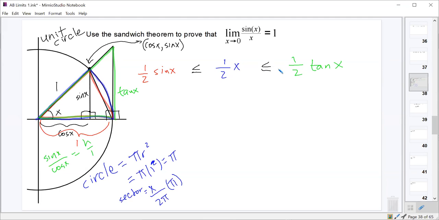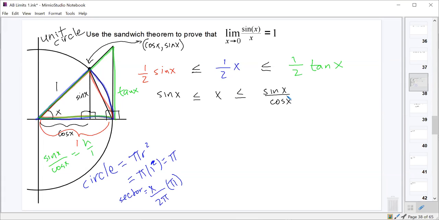Yes. All right, cool. Now we are on track to figure out why the limit as x approaches 0 of sine x over x is 1. All we have to do is turn this thing in the middle into what? Sine x over x. So I think the first and easiest way to do any of that is if we just multiply everything by 2, just to simplify stuff. We get sine x is less than or equal to x is less than or equal to, and I'm going to rewrite tangent x as sine x over cosine x.